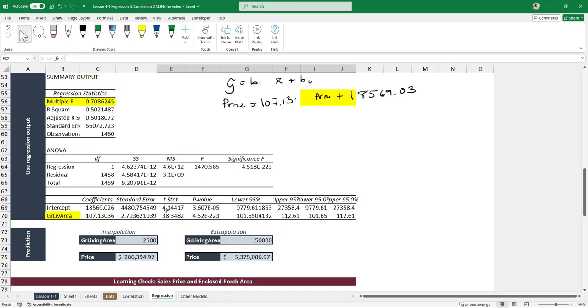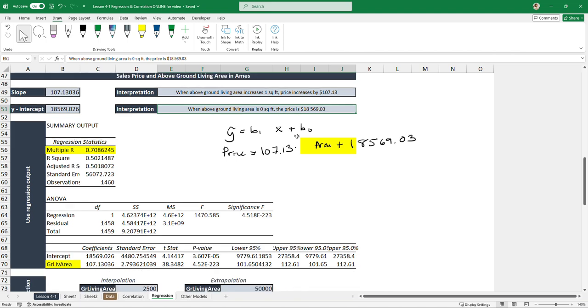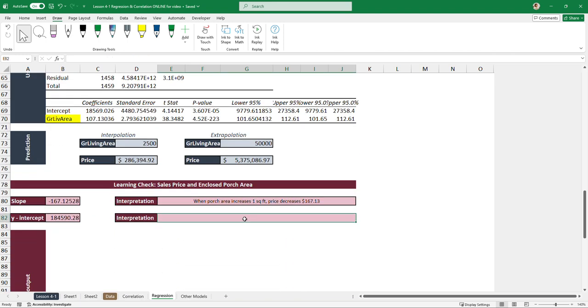The interpretation of the y-intercept is when the x value is 0, what is the price? So here the x value is the square foot of the porch. So when porch area is 0 square feet, how much is the price? Price is the value of the intercept, 184,590.28. So getting close to $200,000 when you do not have a porch.